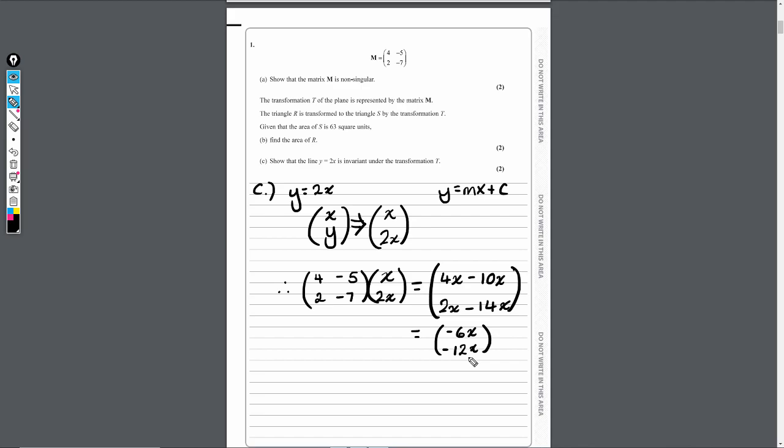So all I'm going to do now is plot this factor of minus 6. So if I plot that factor of minus 6, I'm going to end up with x and 2x. Okay, so minus 6 lots of x and 2x, like so. So therefore, because we've got this x and 2x again, it must be y equals 2x must be invariant. Y equals 2x is invariant. And there we have it. So we've shown that the line y equals 2x is invariant under the transformation T.